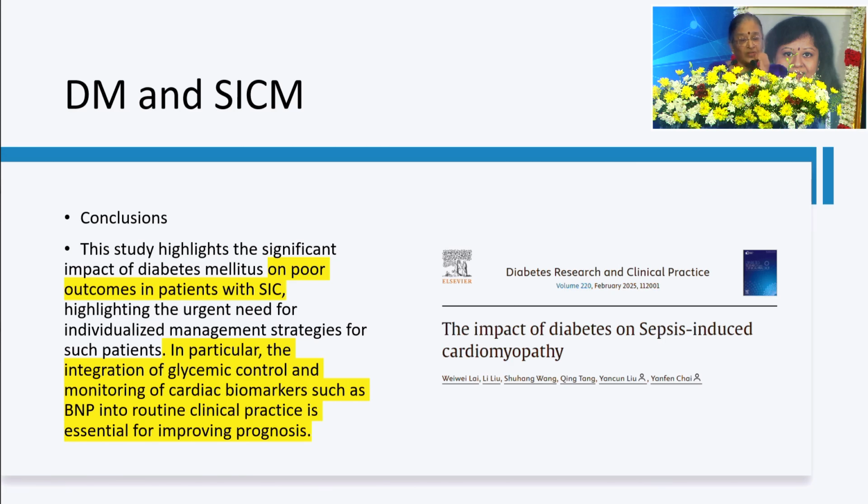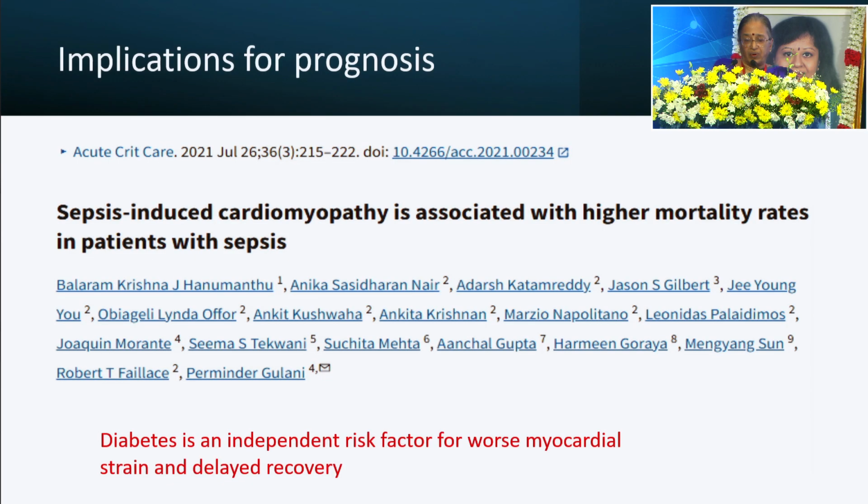And it is known that this impacts the patient's outcomes, because once you have a cardiac event, then you have a very poor prognosis in diabetes. Sepsis-induced cardiomyopathy has a huge impact on diabetes, and it is associated with higher mortality rates, and diabetes is an independent risk factor for worse myocardial strain and delayed recovery.